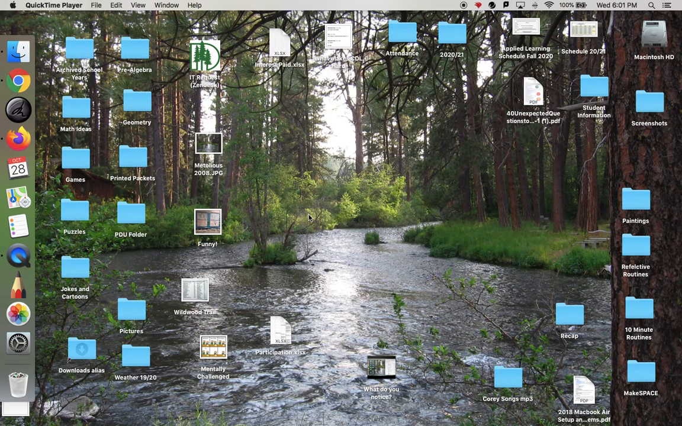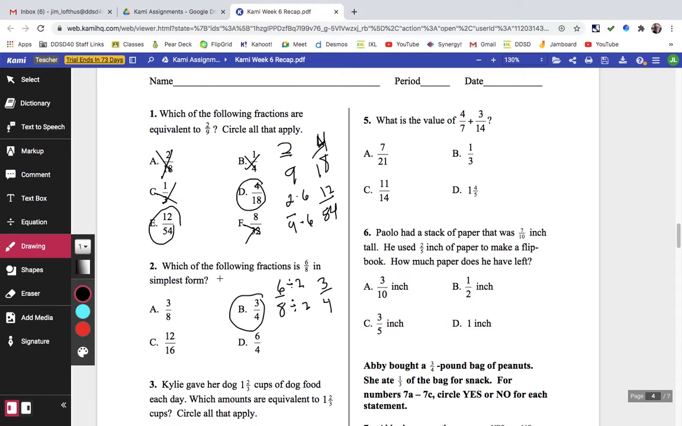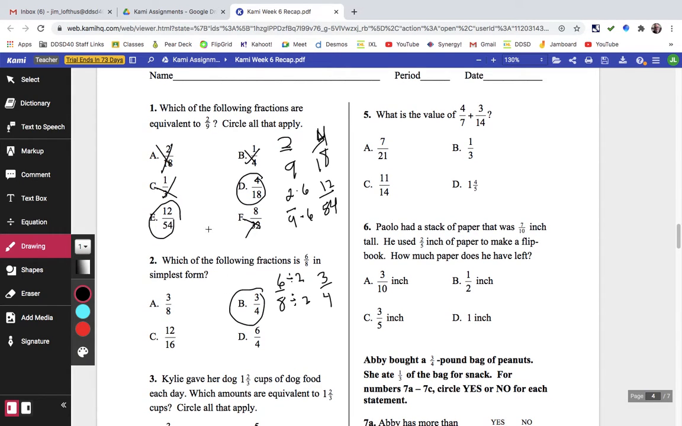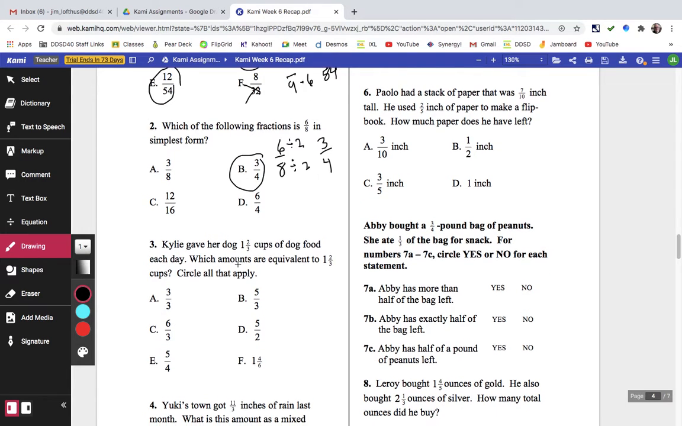This is the answer key for problems 1 through 12 on CAMI week 6. We've already gone through the answers on problems 1 and 2 yesterday. Number 1 is E and D, and number 2, the answer is B.